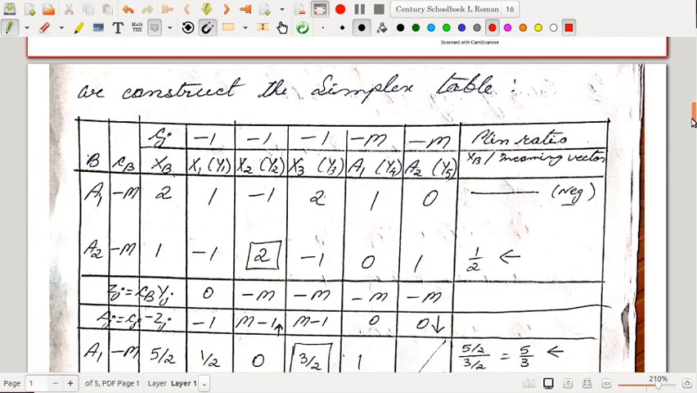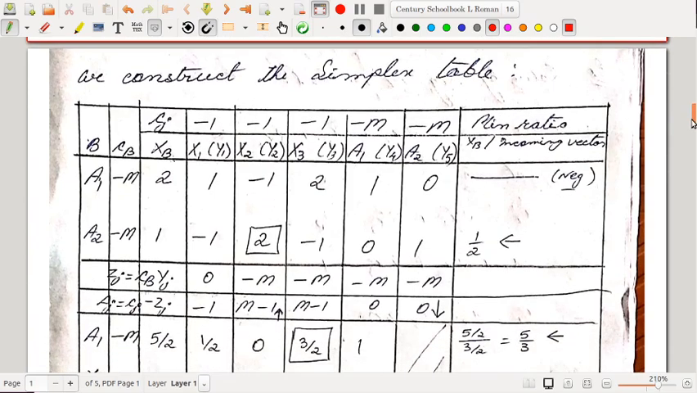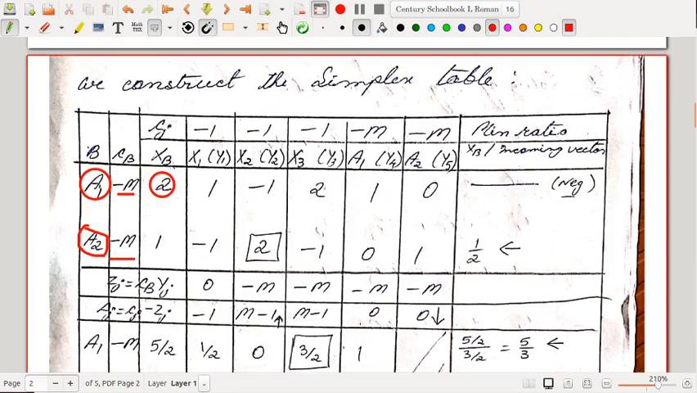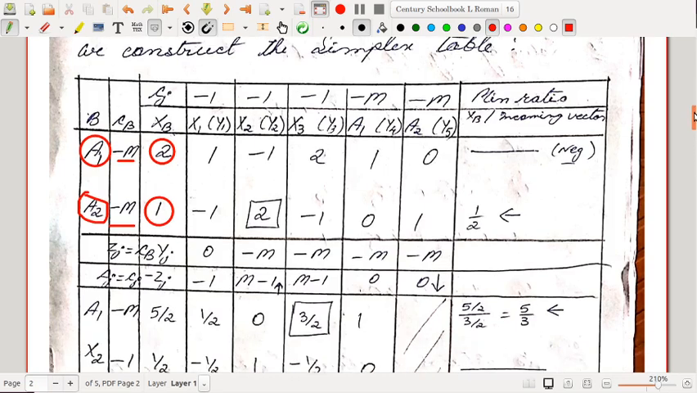Next we construct the simplex table. In our earlier lectures I had already explained how to construct the simplex table. If you have missed that, please try to consult the earlier videos. So here our initial basic feasible solution contains a1 and a2, so a1 and a2 are initially inside the basis. Their costs are minus M and minus M, so we have written the costs. Their initial values are 2 and 1, so that also we have written here. And then we have put the entries of the coefficient matrix.